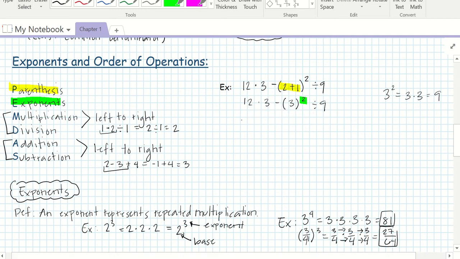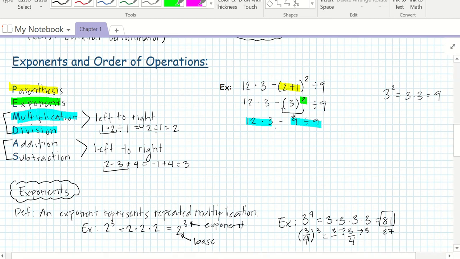So, again, 12 times 3 minus 9 divided by 9. And again, this 9 is coming from here. Cool. Next step is multiplication and division, right? So I can see that I have a 12 times 3 down here, and then I have 9 divided by 9. I can go ahead and do that.